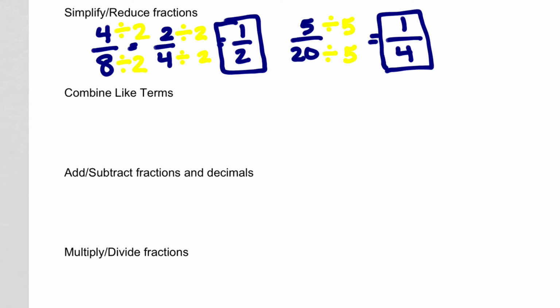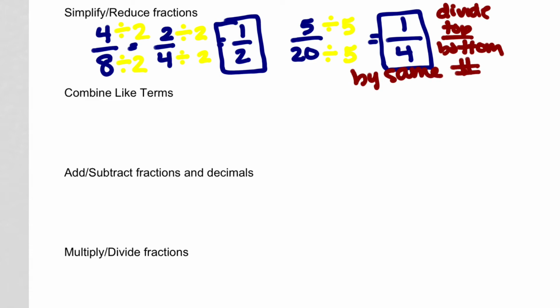So when you reduce, what you're doing is you're going to divide the top and bottom by the same number to make it smaller. And one trick is that if it's even, you know you can always do by 2s. And if it ends in 5 or 0, you know that you can go by 5s.